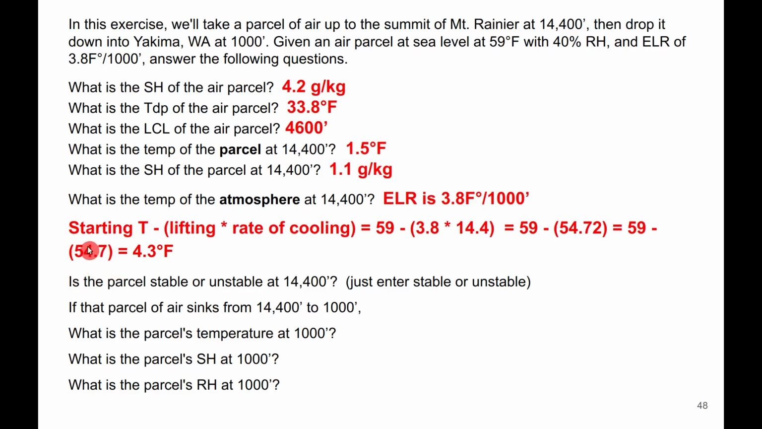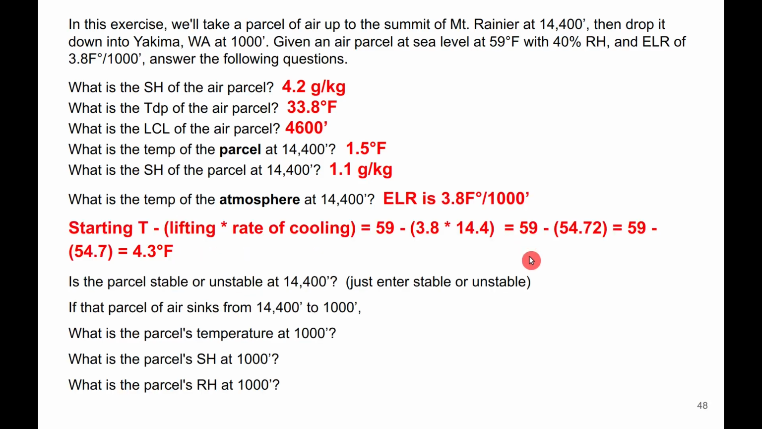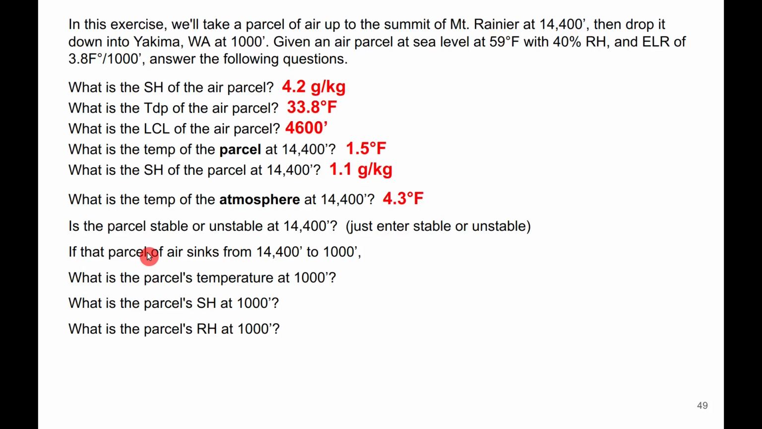So that's how much cooler the air is going to be. We take the starting temperature and subtract how much cooler it is. The starting temperature of 59 minus 54.7 equals 4.3 degrees. So the temperature of the atmosphere at 14,400 feet is 4.3 degrees. We know that the temperature of the parcel is 1.5 degrees and the atmosphere is 4.3, so the parcel is stable because the parcel is colder than the atmosphere.